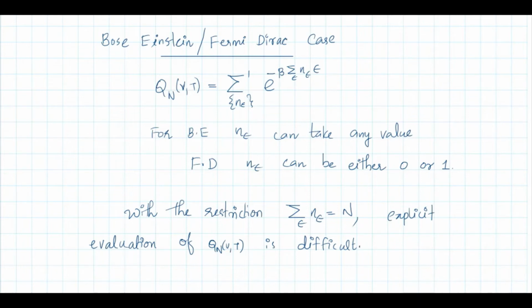Now we will consider the case of Bose-Einstein or Fermi-Dirac, that is, quantum systems. Then we know that the weight function is 1. So Qn of V, T is the sum over all the distributions of e raised to minus beta sigma epsilon n epsilon into epsilon. For the Fermi-Dirac case, this n epsilon can take either 0 or 1. For the Bose-Einstein case, this n epsilon can take any value. For both these cases, the weight factor is 1.